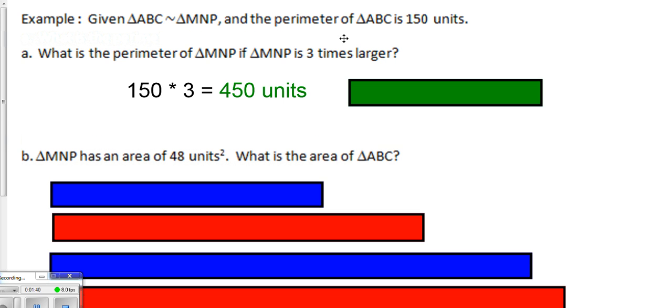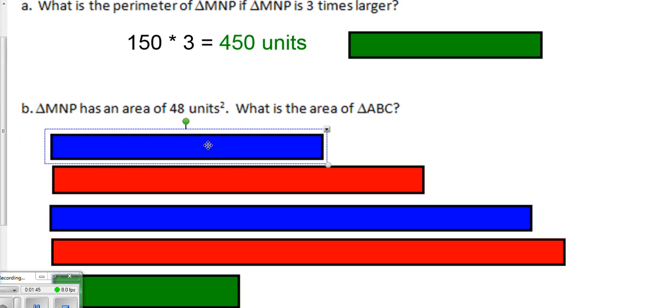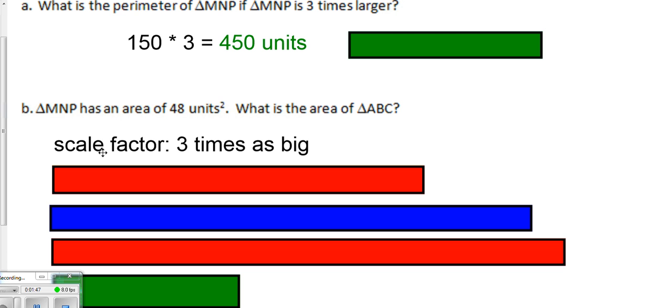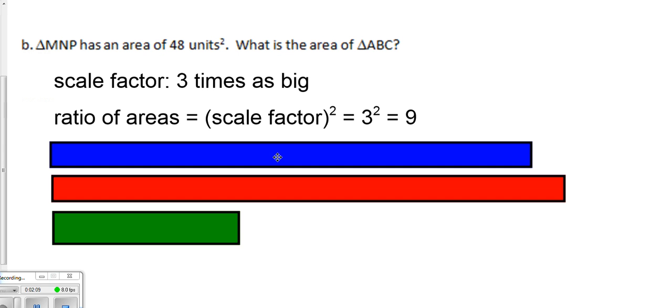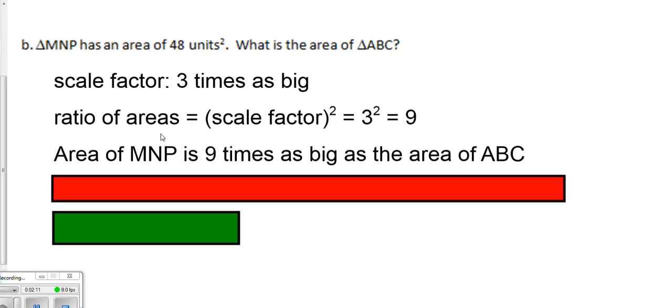Well, again, we're going to use this information that it is 3 times larger. That's kind of our scale factor. If the scale factor is that it's 3 times as big, that means the ratio of the areas is our scale factor squared, so 3 squared, so it's 9. The areas are going to be 9 times as big. Remember, this MNP is our bigger one. This one should be 9 times as big as this one. Area of MNP is 9 times as big as the area of ABC.